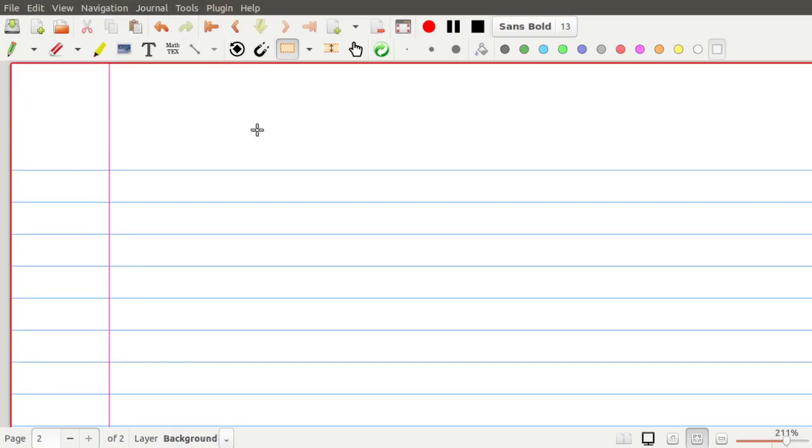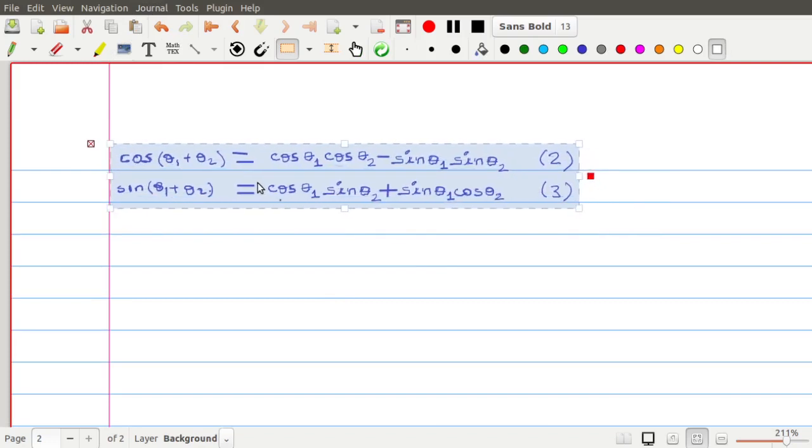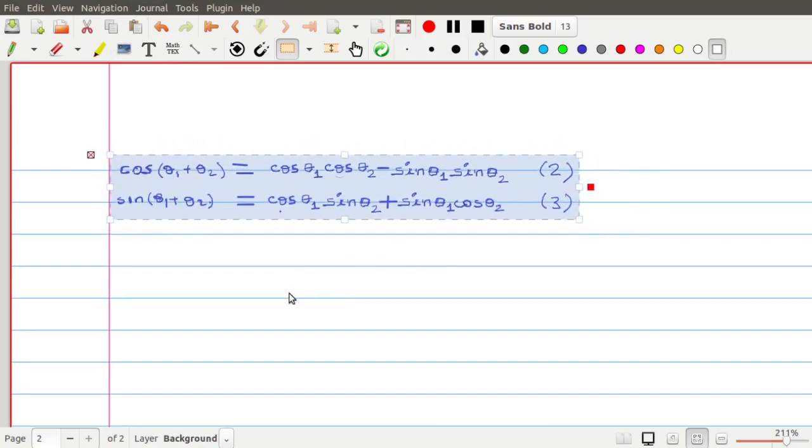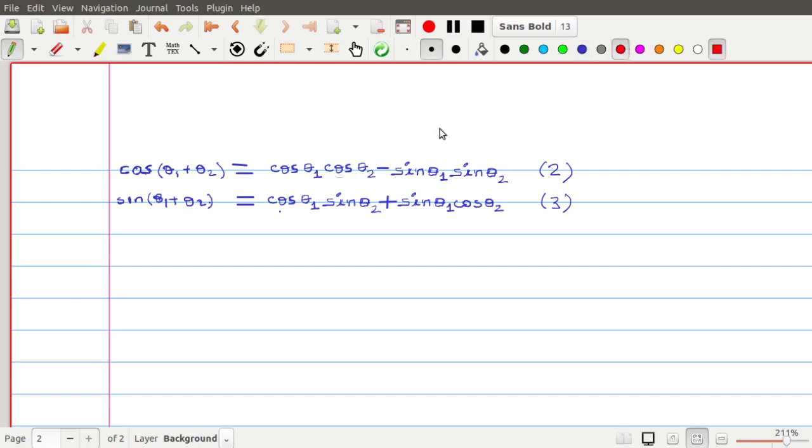Next page after. Okay, we can paste that. Good. So these are the two. Now if you want to define the double angle formula, let us write here: double angle.